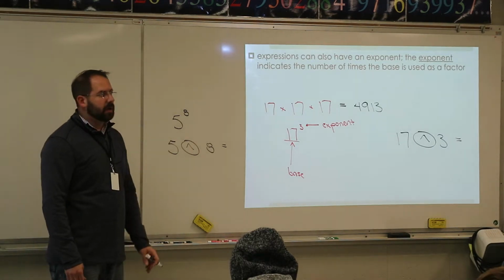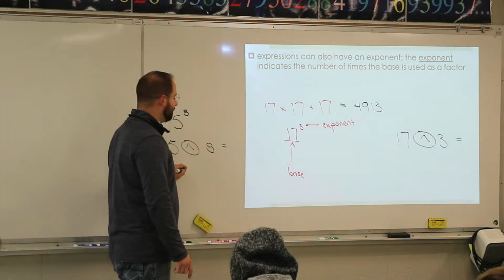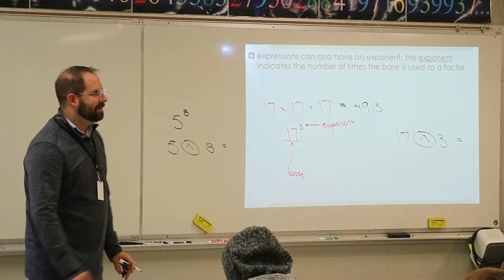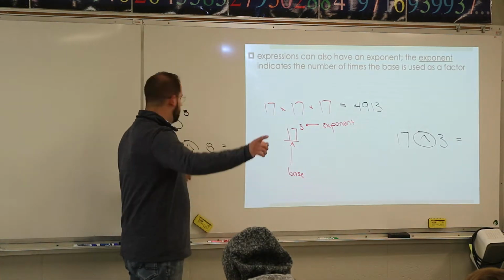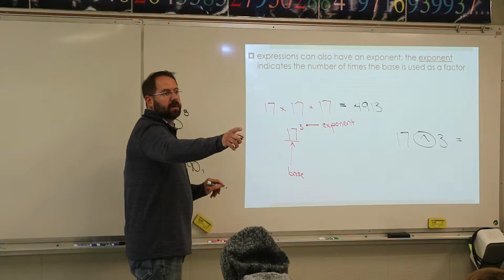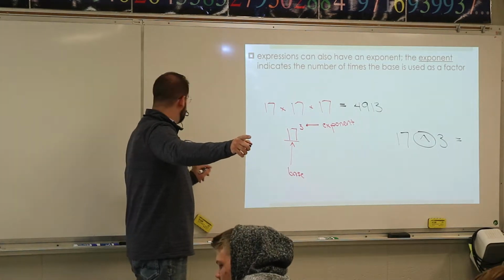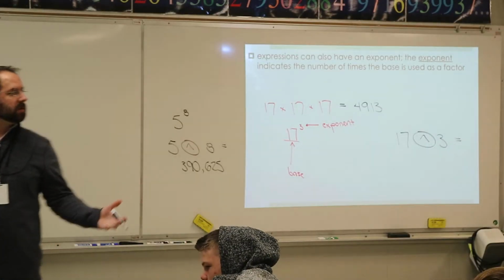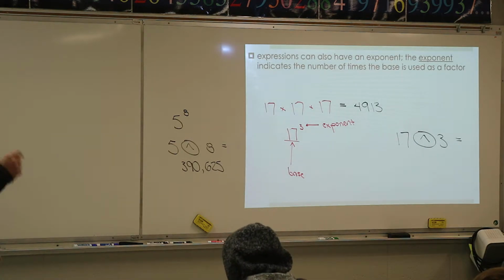Now, what number do we get? We get something massive, right? 5 to the 8th. It's not 4,000. It's 390,000. 390,625. Okay, big numbers, right? Look at this. Just to power 8, simple single digit numbers.